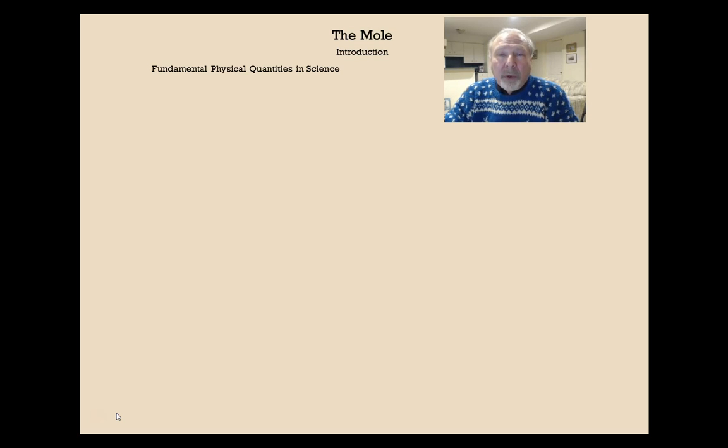4 of them you're already quite familiar with, shown here: mass, length, time, and temperature. You're also familiar with their symbols, M, L, T, and capital T, as well as their standard units, the kilogram, meter, second, and Kelvin. You may not be quite as familiar with the Kelvin as a temperature yet, but with time you'll see that it's the most used temperature scale in science, and you'll be quite comfortable with it.